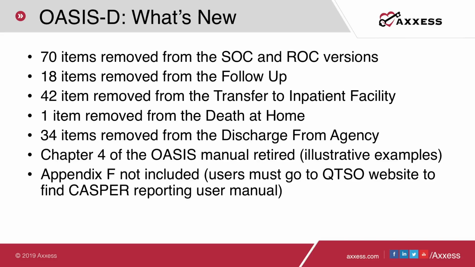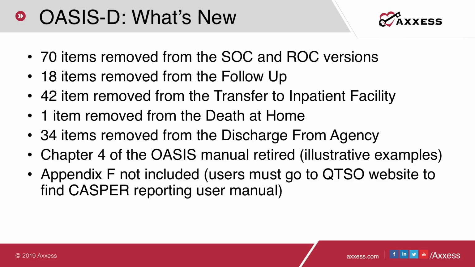Overall, there were 70 items removed from the start of care and resumption of care versions in the Oasis D. There were 18 items removed from the follow-up. There are 42 items removed from the transfer to inpatient facility. There's 1 item removed from the death at home version, and 34 items removed from the discharge from agency. Now, that looks really good at first glance until you realize when they take one of the M questions away or one of the Oasis items away, if the question has 7 possible responses, they count that as 7 items, not 1 question. So we're not getting 70 questions removed, but 70 possible responses. Okay? And that's how this is to be interpreted.